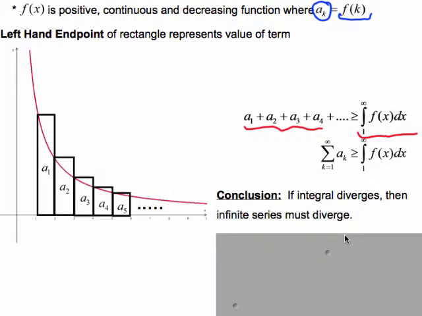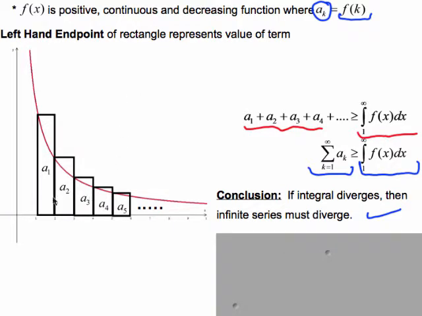And the conclusion we can draw from this is that if our definite integral diverged, it being smaller than our infinite series, that would mean that the infinite series would also have to diverge. So there's one half of the argument of the integral test.